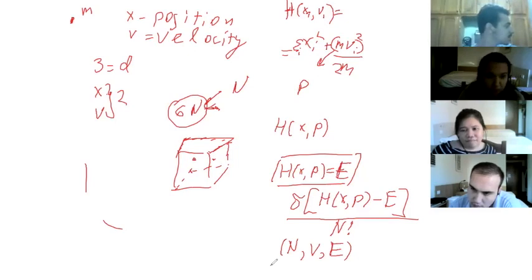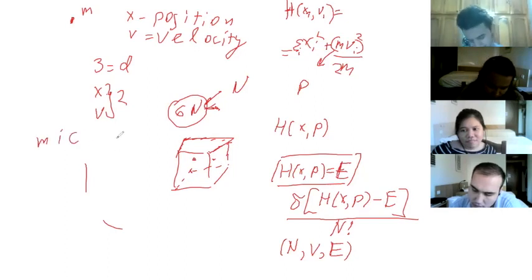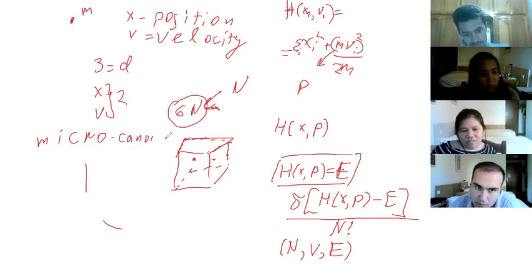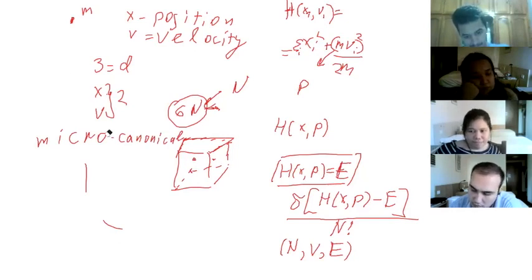Then we have the canonical, the canonical, and I forgot the... It's called microcanonical. Microcanonical. It's a micro. So there is no dash. It's canonical. So okay. Isolated systems. Yeah.